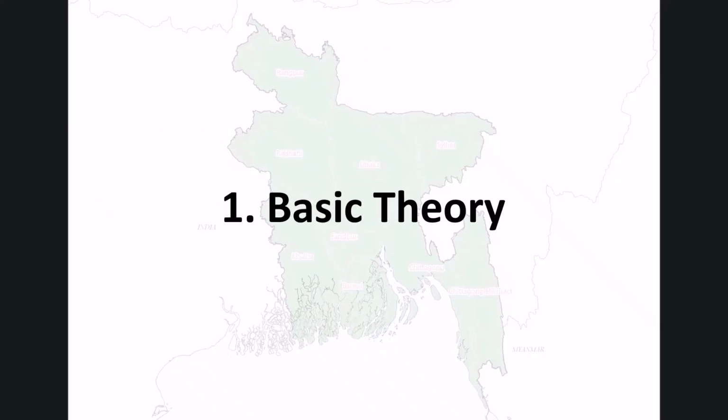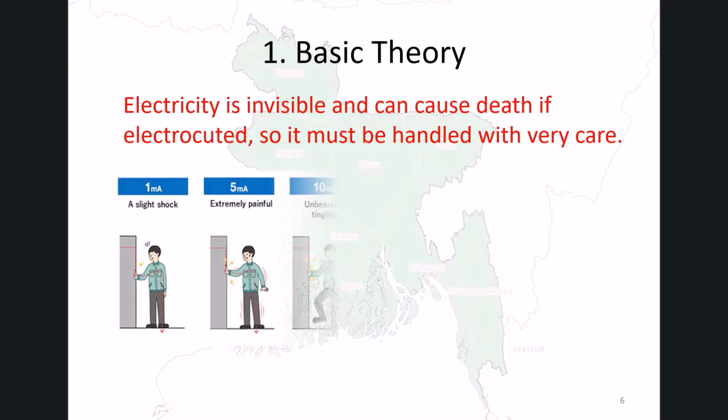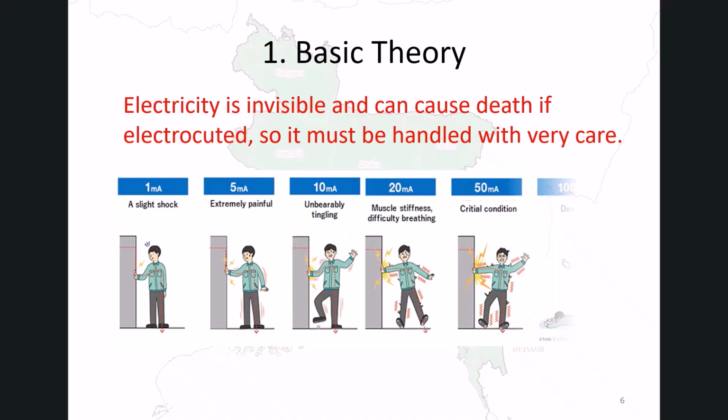Let's begin the basic theory. First of all, handling electrical equipment involves significant danger. Electricity is invisible and can cause death if someone is electrocuted, so it must be handled with great care. As the voltage increases, the level of danger also increases.